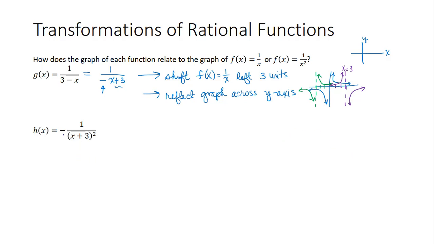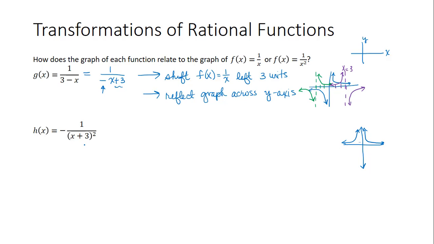What about the graph of h of x, which is equal to negative 1 divided by x plus 3 squared? So now we have a transformation of 1 over x squared. Recall 1 over x squared is an even function, so it does the same to the left and right side of that vertical asymptote.